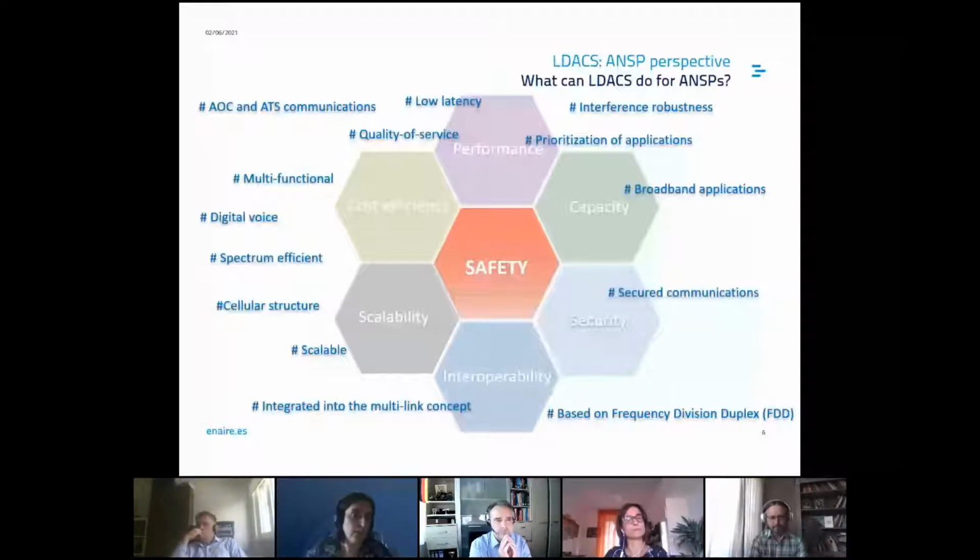We can think about spectrum efficiency. It's scalable. It's based on a cellular structure. All these concepts have been explained in the previous webinar and will also be explained in more detail in the following presentations. But as you can see, these capabilities or characteristics could also fit with the key concepts that I presented at the beginning of the presentation, with security, with capacity, with scalability. So it means that LDACS is a technology that could cope with the necessities that we have at this moment in the ground link for the ANSPs.